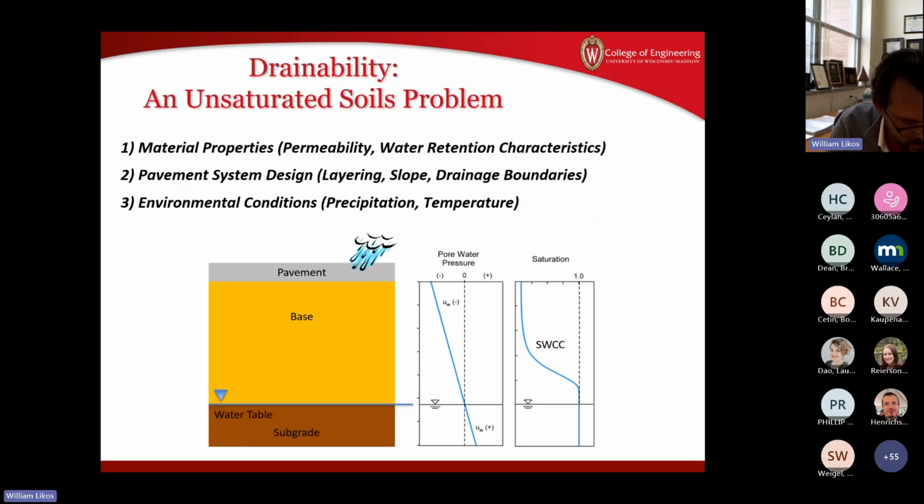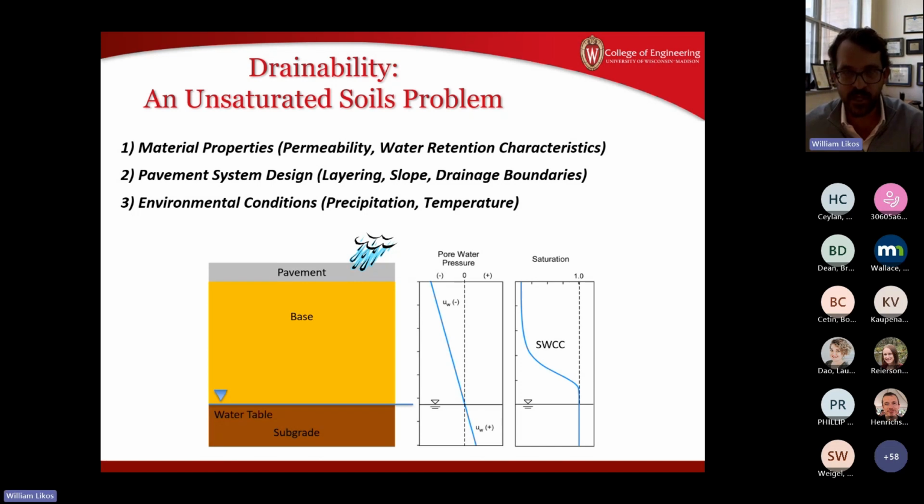One of the themes of this project and of this presentation is that drainability is really an unsaturated soil mechanics problem. If we consider this relatively simple schematic down here on the bottom, cross-section for a roadway system, we've got the surface layer, and then this base layer is what we're talking about today. So the compacted engineered base layer, overlying a subgrade. And just for simplicity, I have placed the water table right here at the interface between the base and the subgrade. And I'm showing two profiles to the right there at hydrostatic equilibrium.